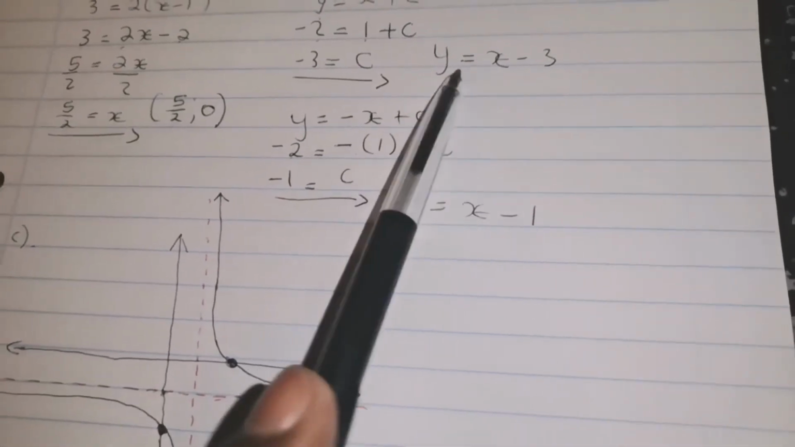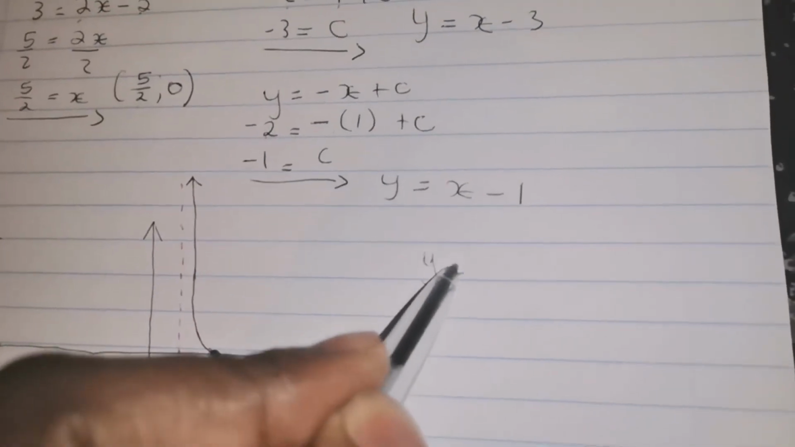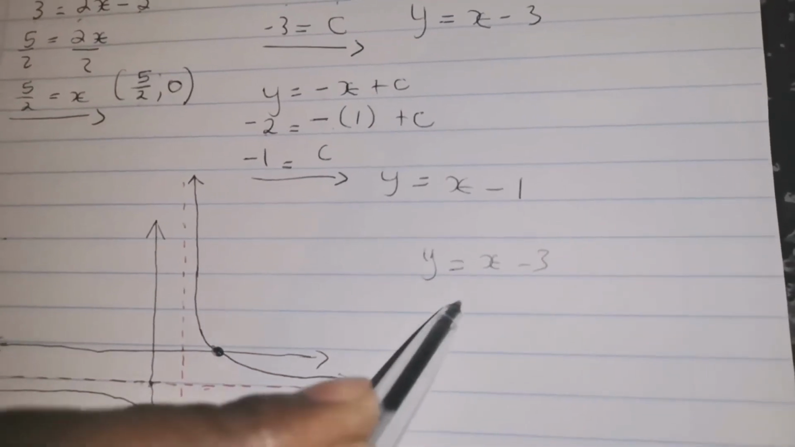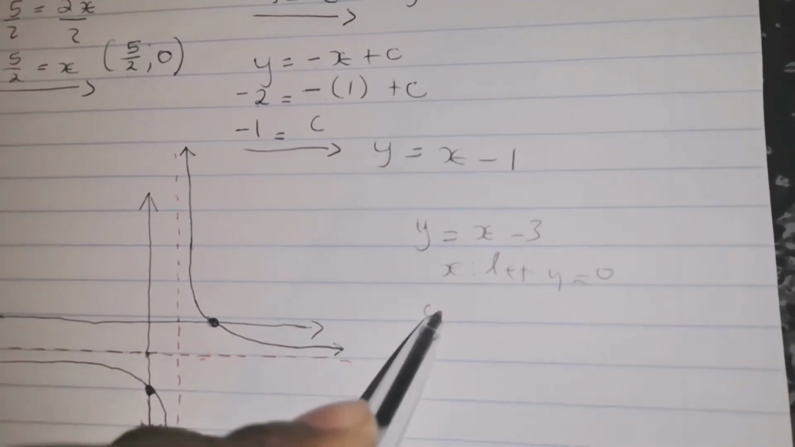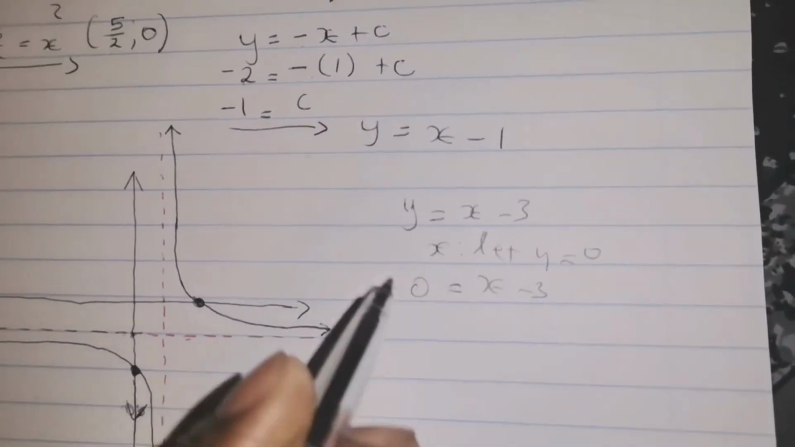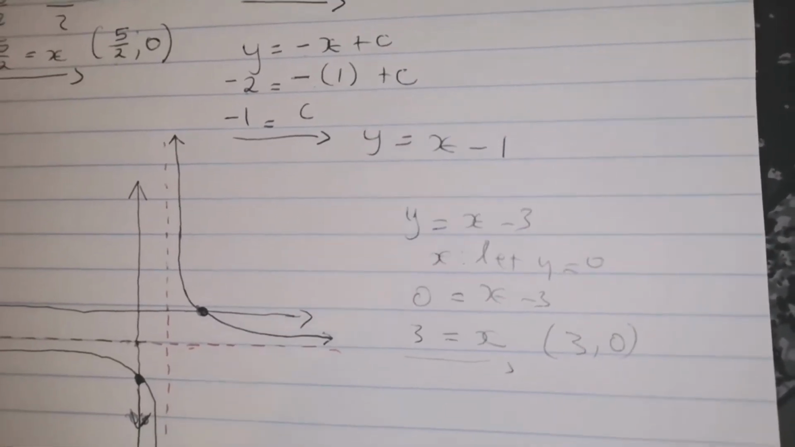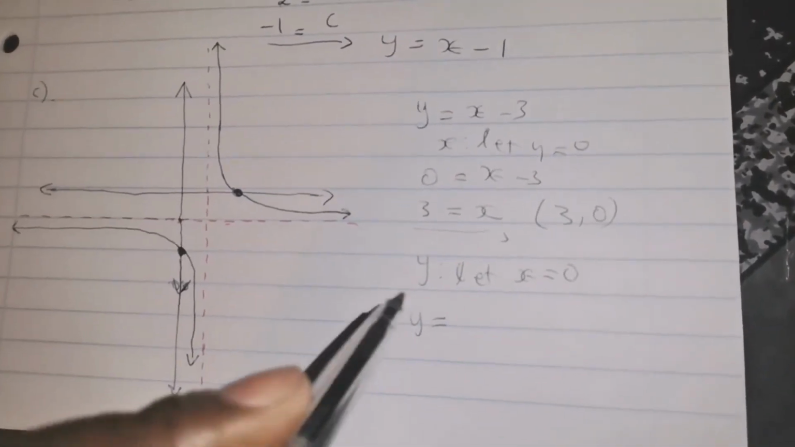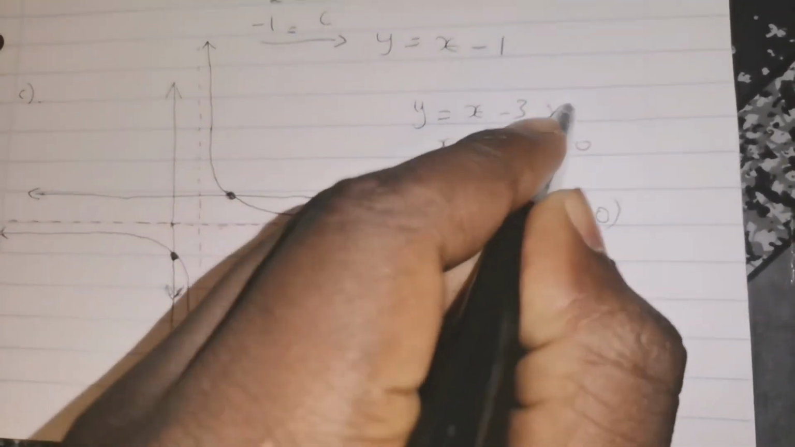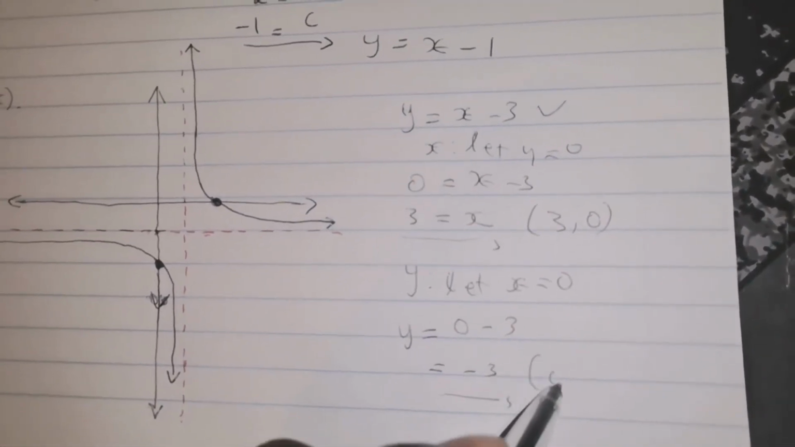So let's come here. x minus 3. Here we have y equals x minus 3. For the x-intercept, let y be 0. Then 0 equals x minus 3. Transpose to the other side: 3 equals x. Then 3, 0. Then for the y-intercept, let x be 0. Then y equals 0 minus 3, which is negative 3. Then you are done. You have 0 and negative 3.